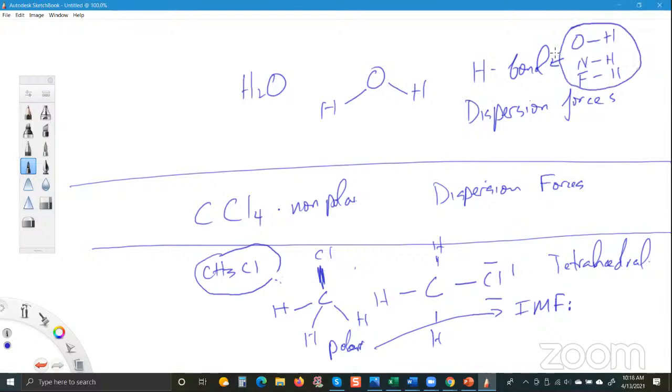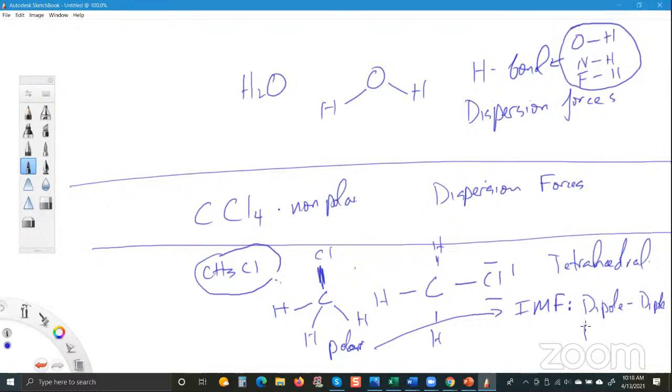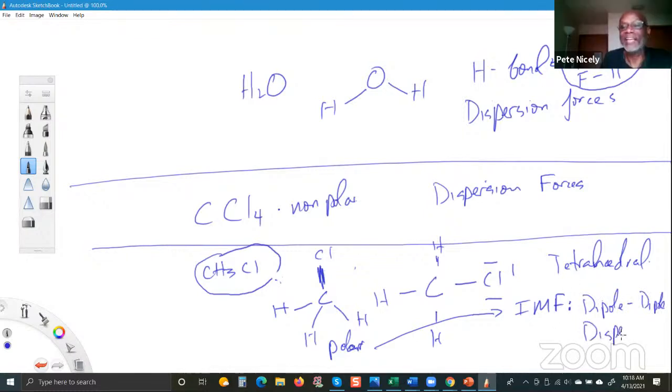So it'd be the dipole-dipole interaction that would be the most important intermolecular force, but also dispersion forces, because remember I said that for any molecule, the dispersion forces will always be there, all right? But it will be a weak force, right? The dipole-dipole would be the stronger force of attraction between these molecules, all right?